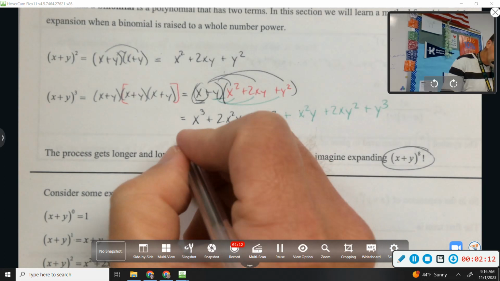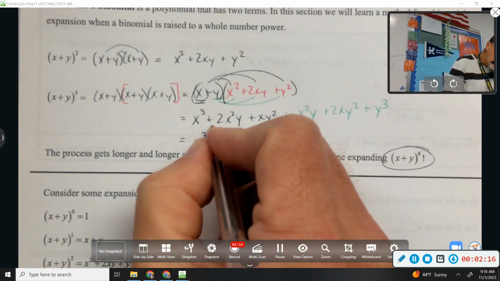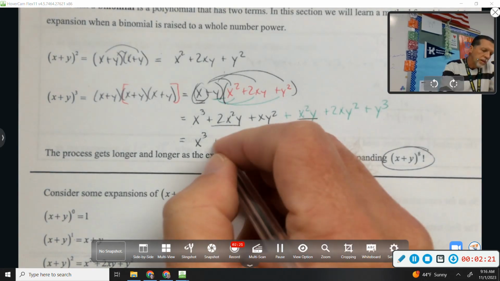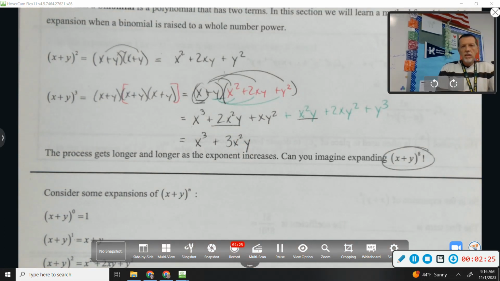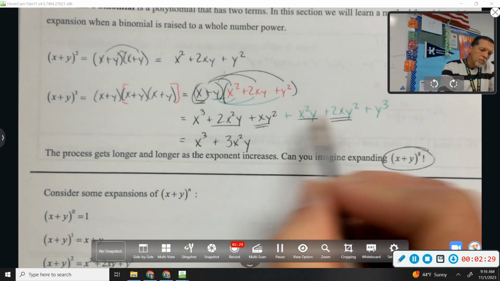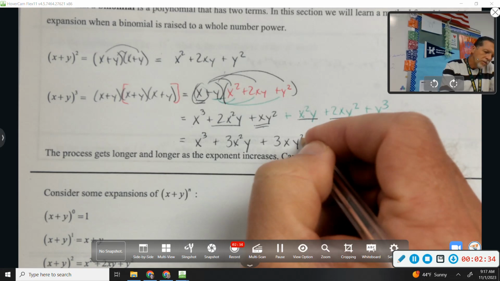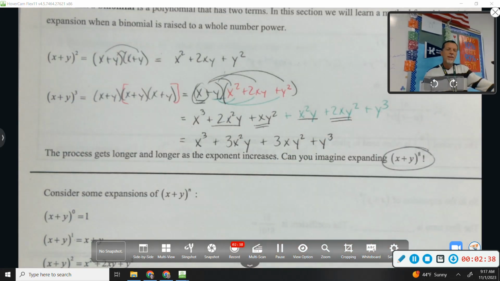And then like terms, 1x cubed, and then x squared y, 2 of them plus 1 of them makes 3 of them, so 3x squared y. Then xy squared, 1 of them plus 2 of them makes 3 of them, 3xy squared plus y cubed. I mean, kind of a pain, but not awful. Just be careful and keep up with things.